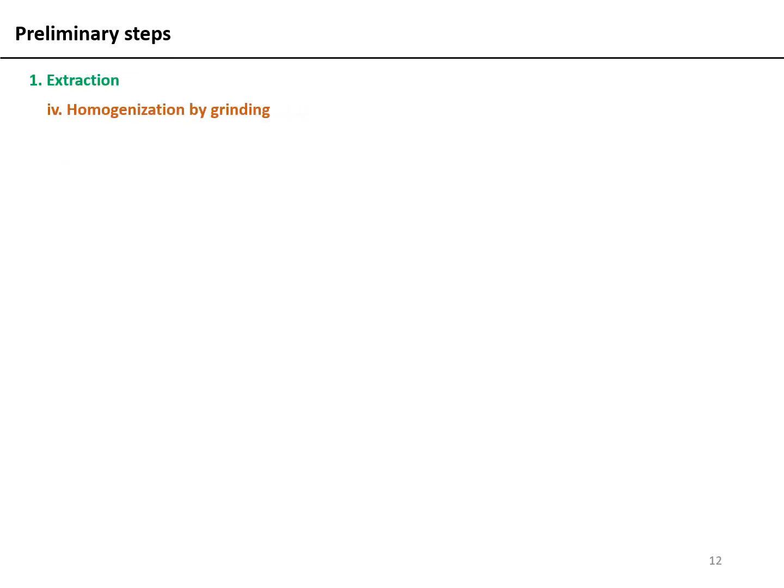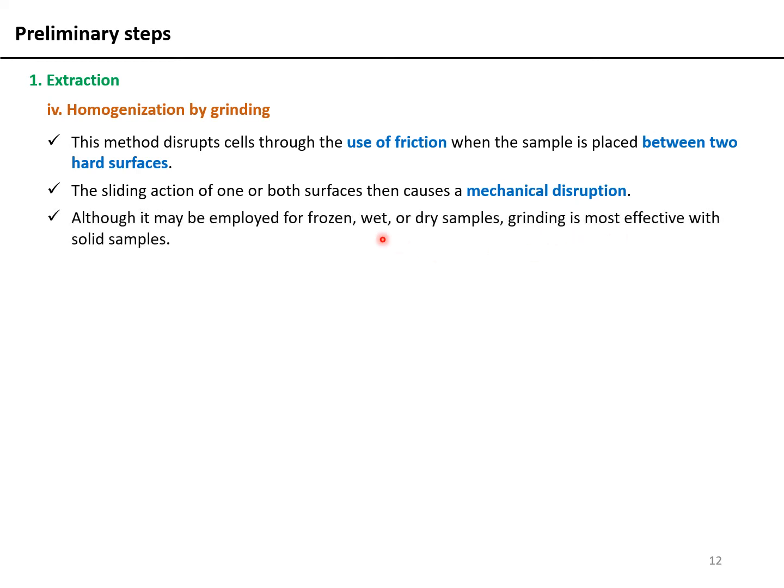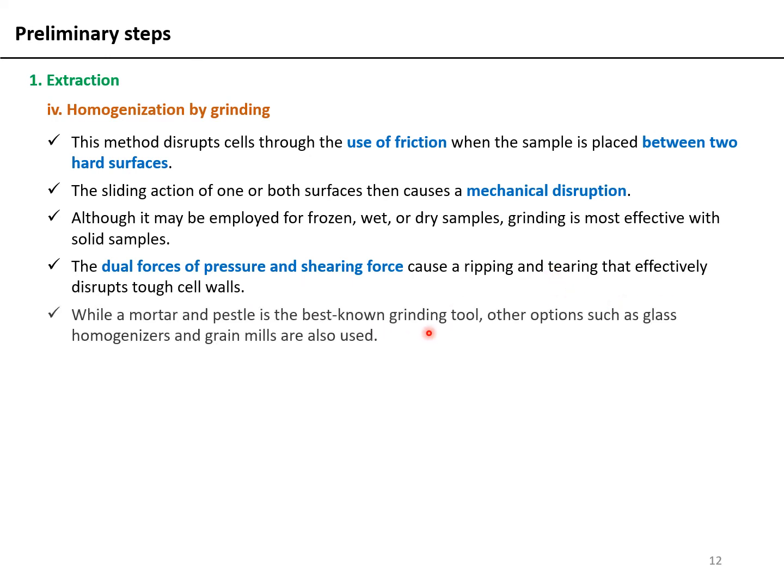So the next method is homogenization by grinding. This method disrupts cells through the use of the force of friction when the sample is placed between two hard surfaces. The sliding action of one or both of the surfaces then causes a mechanical disruption. Although it may be employed for frozen, wet or dry samples, grinding is most effective with solid samples. The dual forces of pressure and shearing force cause a ripping and tearing that effectively disrupts the tough cell walls.